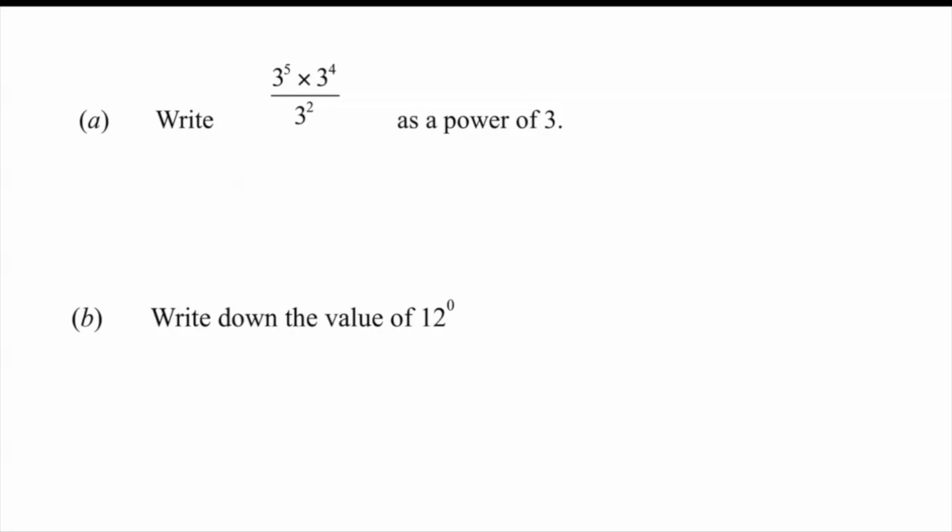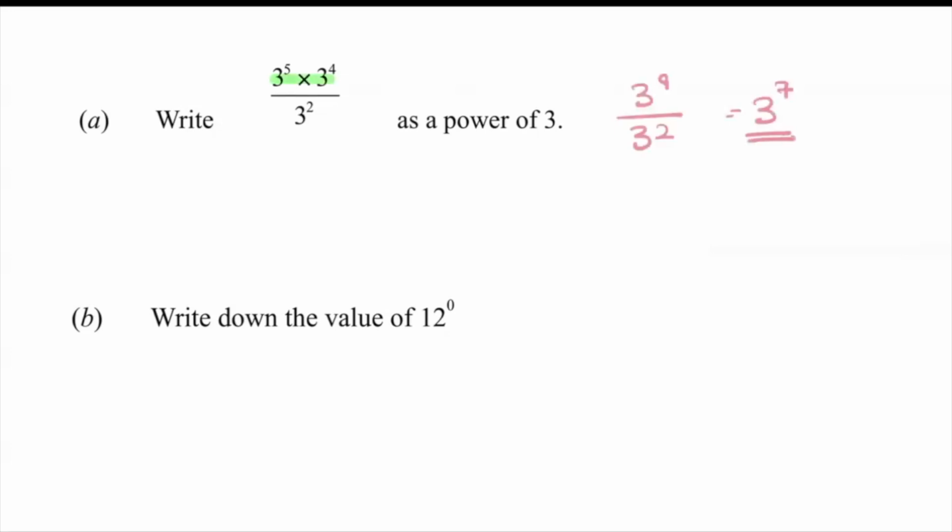We're going to just do this in exactly the same way as we do the letters. A multiply means that we add the powers. So we have 3 to the 9 over 3 to the 2. And then the divide means that we take them, giving us 3 to the 7. That was worth 2 marks.